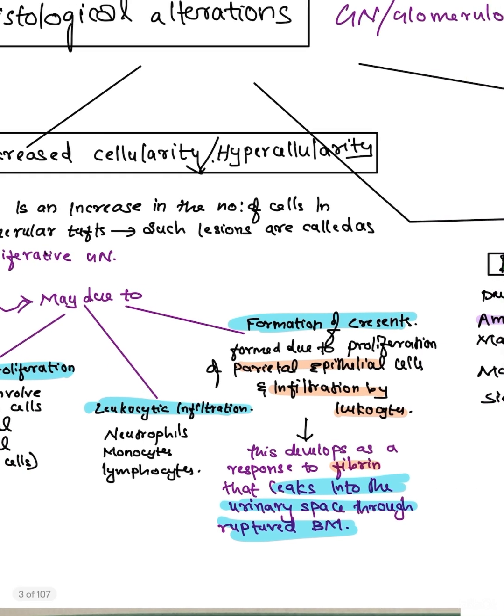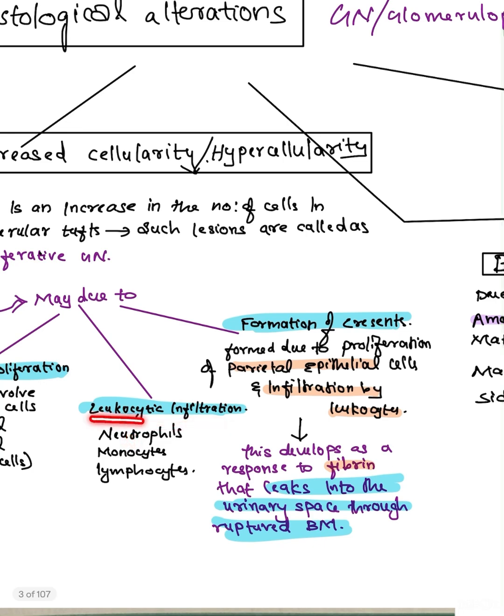Then we have leukocyte infiltration. It may be due to the infiltration of neutrophils, monocytes, or lymphocytes, and formation of crescents. These are formed due to the proliferation of parietal epithelial cells and infiltration by leukocytes. So why does this happen? This develops as a response to fibrin.